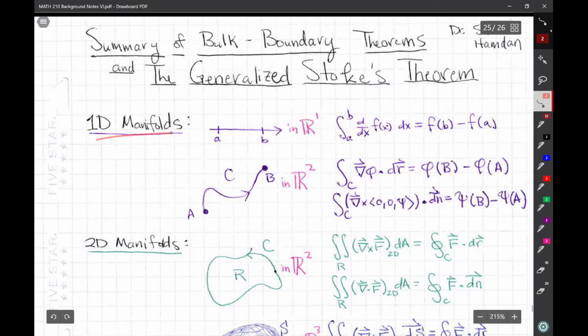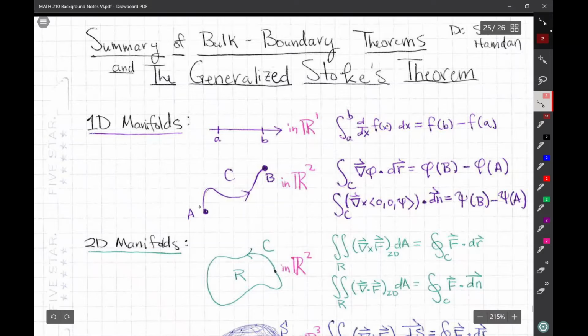If we have a 1D manifold embedded in R1, in 1 dimension, then this fundamental theorem is the fundamental theorem of calculus. Here we're trading the derivative in the bulk, in the interval AB, for an operation at the boundary, this subtraction. You just evaluate f here, and you subtract the evaluation of f there.